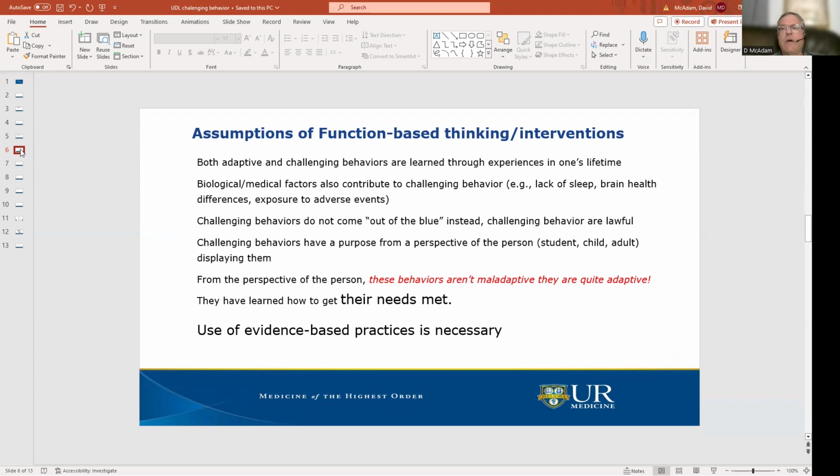What are the assumptions of challenging behaviors that we make in this approach? Well, first of all, one of the main ones is that disruptive or challenging behaviors are learned in one lifetime. And we're optimistic. So we believe if you've learned to display particular behaviors because you get something out of them, you can also learn not to display those behaviors, or a better alternative behavior to the challenging behavior. We believe that biology and medical conditions can increase the likelihood of challenging behavior. So if you have a lot of anxiety, you may be more likely to display repetitive or stereotypical behavior. We also believe that challenging behaviors have a purpose and that they don't come out of the blue, and that it's our job to identify the purpose of a challenging behavior from the perspective of the student.